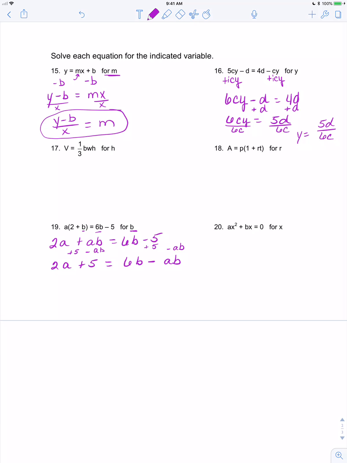Okay, so again, let's just think, if we factor out a b here, then we get 6 minus a. And now we've started getting that b all by itself, with 2a plus 5 on this side. Remember that b is multiplied times the 6 minus a, so we can just divide by that 6 minus a. So b is 2a plus 5 over 6 minus a. So that one's a little different, but you can get it.